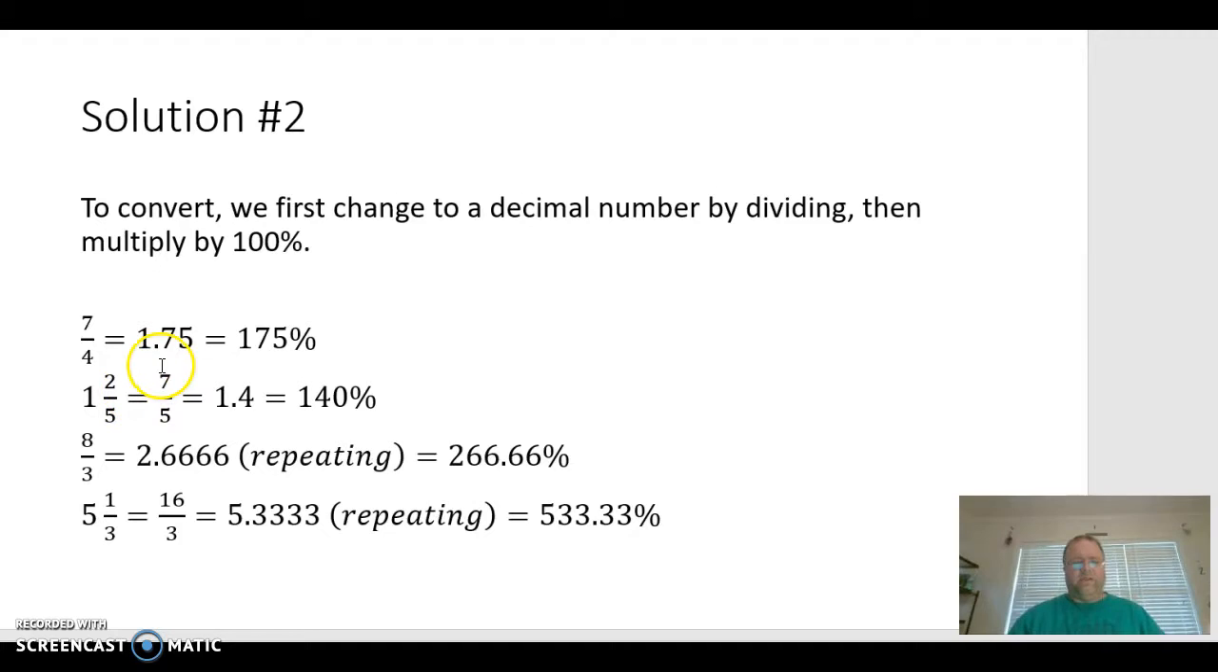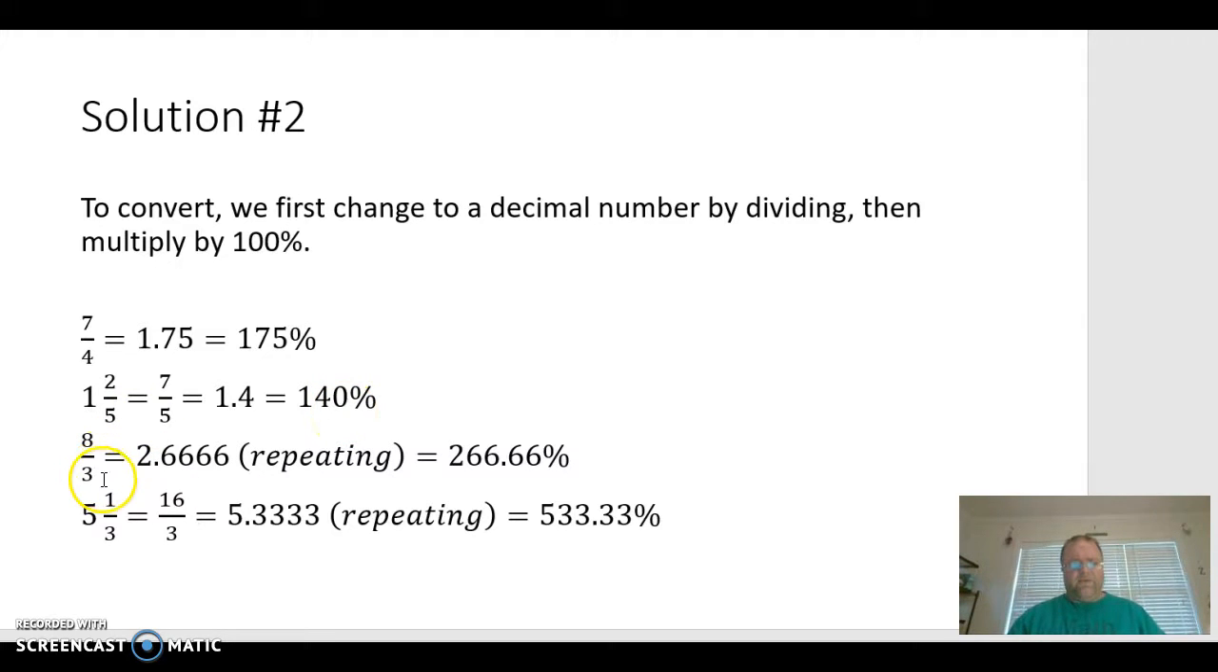So this first one here, we divided to get the 1.75 and then converted that to a percent. So 7 divided by 4 is 1.75, and 175%. We converted this proper fraction into the improper fraction, and then we divided. 7 divided by 5 is 1.4. Move the decimal places over 2 to the right, and you get 140%.